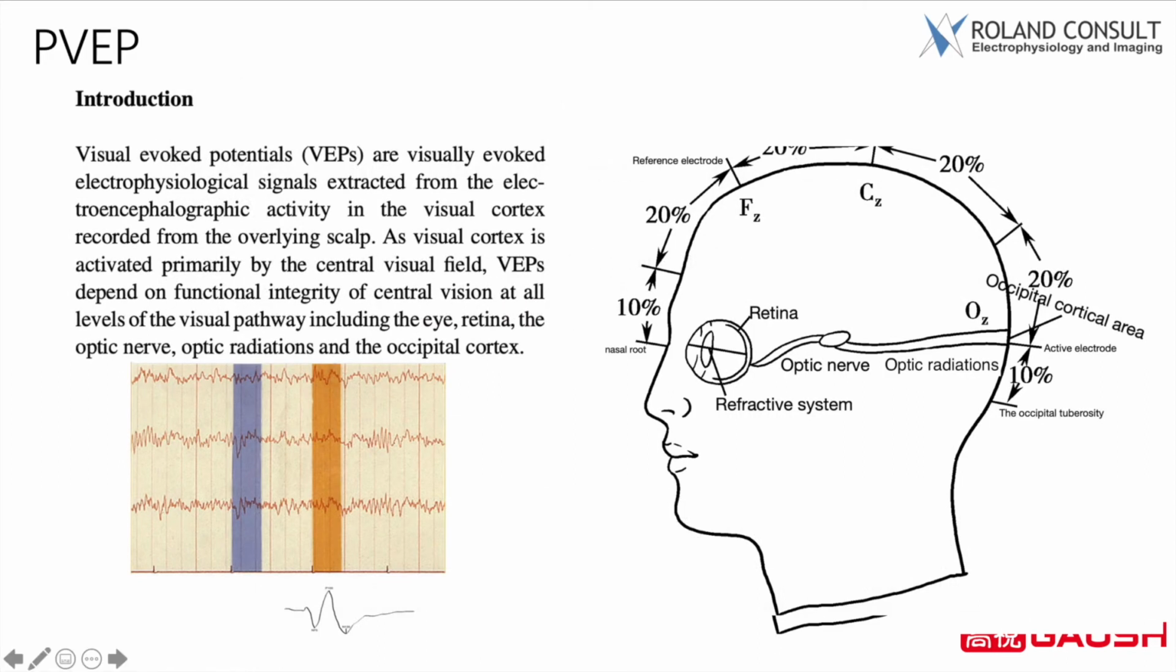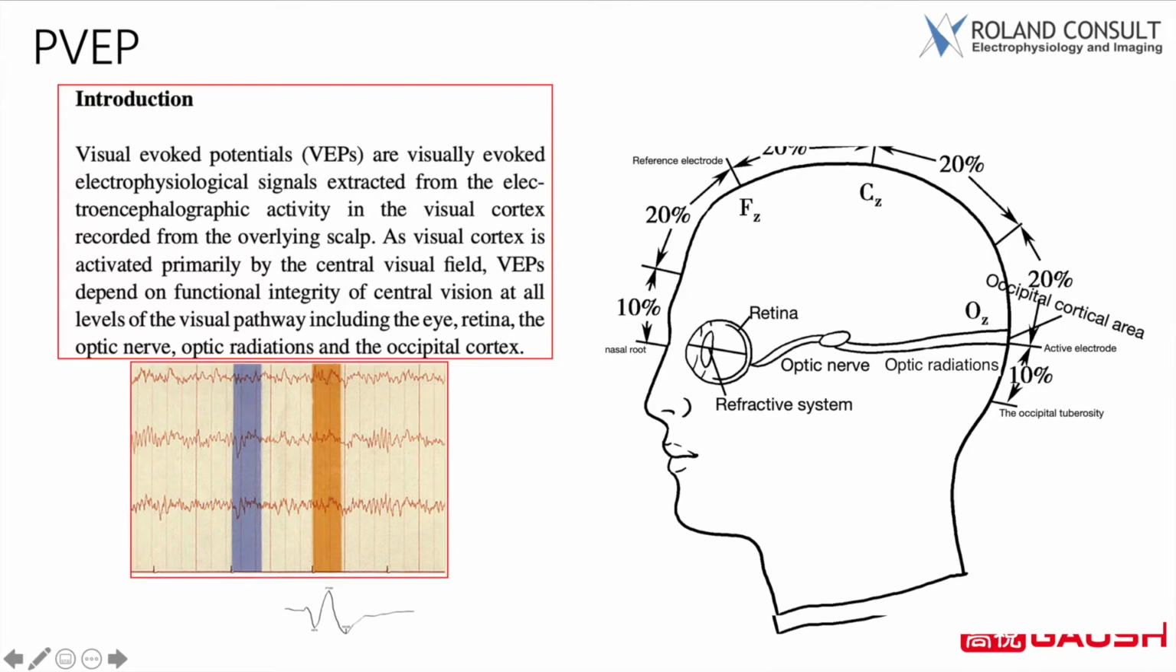As introduced in the international standards, VEP is a regular visual evoked electrophysiological signal extracted from the irregular EEG activity generated on the scalp over the visual cortex, repeated and averaged to reduce noise. The electrical activity of the visual cortex is mainly activated by the central field of vision.